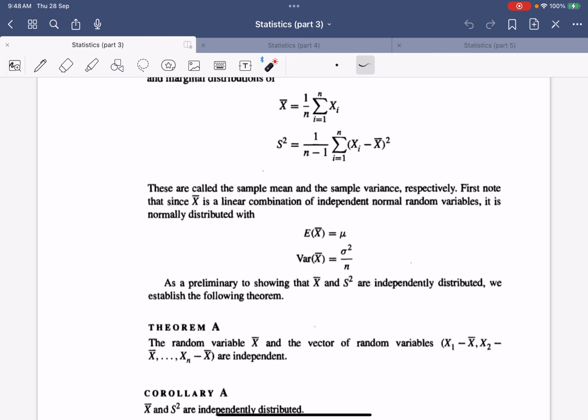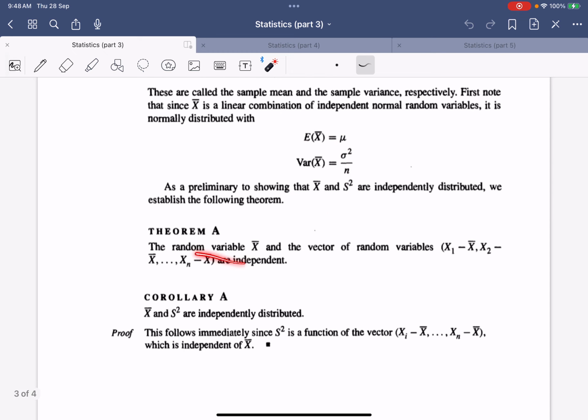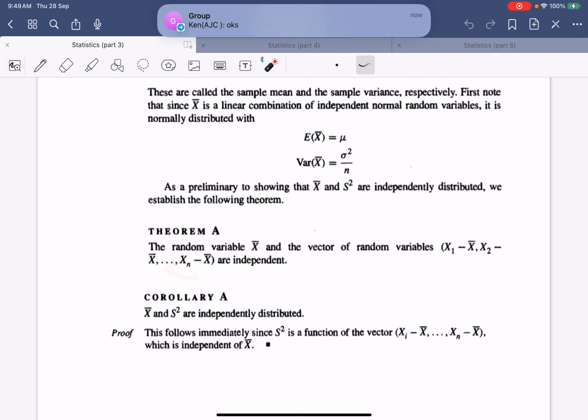And so let's just examine x bar first in greater detail. The random variable of the sample mean and the vector of the random variable, these are independent. So what does it mean? It means you have the sample mean, which is like some mu after adding everything, and then you have the random vector, which is this. They are independent.